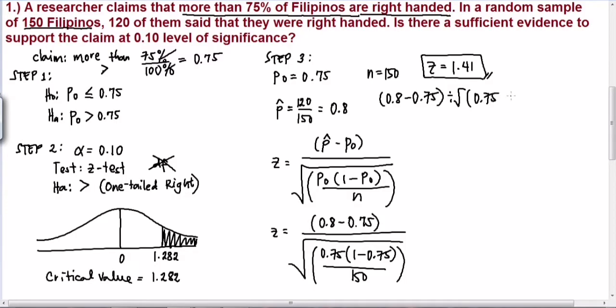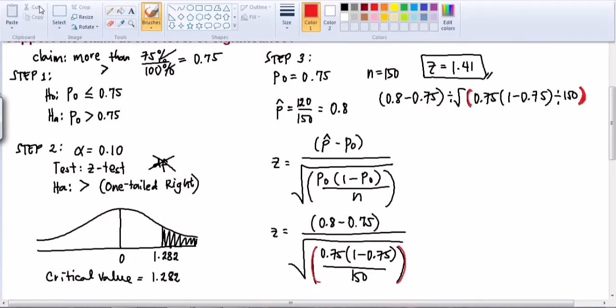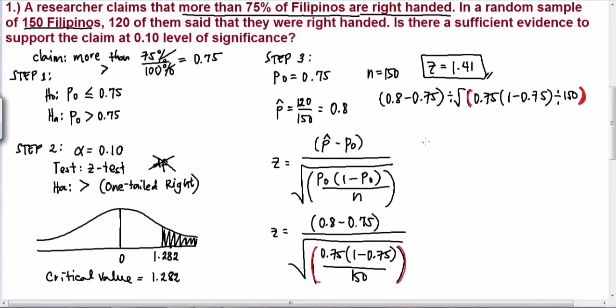Tapos, 0.75. Tapos, bali, pagkapindot nyo nito, guys, si square root, tsaka nung first parenthesis, unahin nyo syempre yung nasa taas. Okay? So, 0.75 times 1 minus 0.75. And then, close ito. Tapos, divided by ulit, kasi fraction yon. Ayan. So, divided by ulit, 150. Tapos, i-close nyo itong malaki. Bale, ito siya, guys. Itong dalawang to, ayan, ito sila. Ito, tsaka ito. Yan yung malaki na yan. Okay? So, dapat, especially to those people na may calculus na walang fraction, sobrang importante, guys, ng mga parentheses. Okay? So, the answer is 1.41.